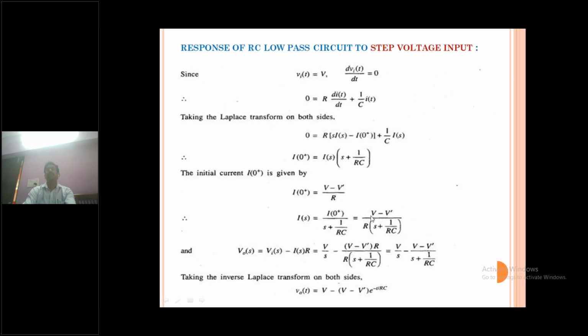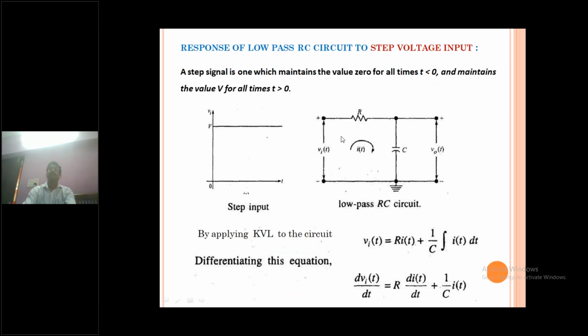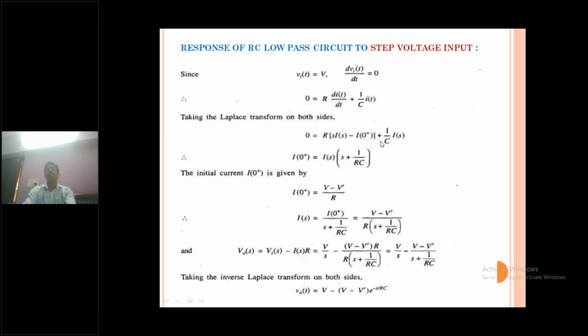So what is it in the S domain, the Laplace transform domain? S into I(s) minus I(0) plus 1/C times I(s), the Laplace transform of i(t). Next, you have to find I(0+). What is I(0+)? That is the initial current. So at t equal to 0+, how much current is passing through the circuit? For this, I(0+) will be calculated.